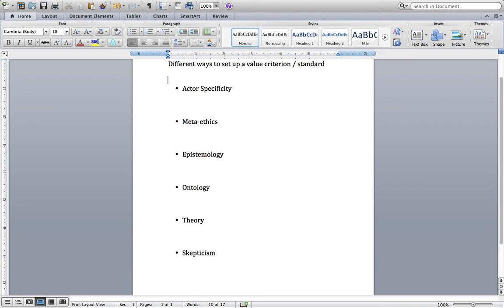Okay. Cool. So let's delve into the 6 ways, or 6 meta standards, that we can use to justify the standard. The first one is actor specificity. It's not first because it's most important. It's just first because that's how I decided to teach it right now.